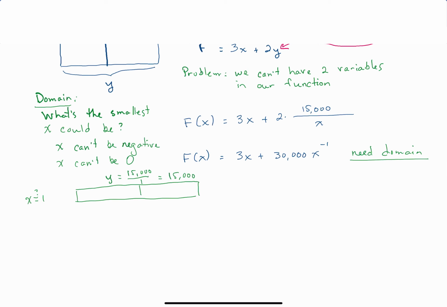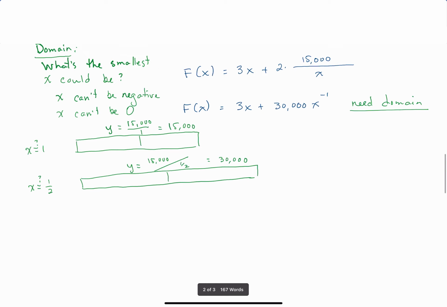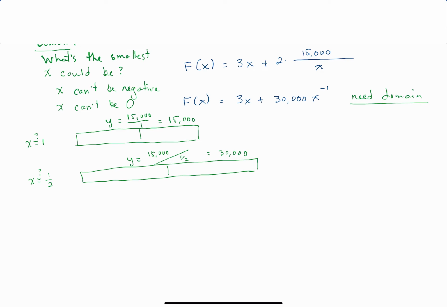Could x be a half a foot? Yes, it could be. If x was half a foot, y would be 15,000 divided by 1/2, which would be 30,000. So mathematically speaking, you could make a field that was only half a foot wide and 30,000 feet long. Again, that wouldn't be practical, but in the mathematical sense, it could happen. Let's look at one more.